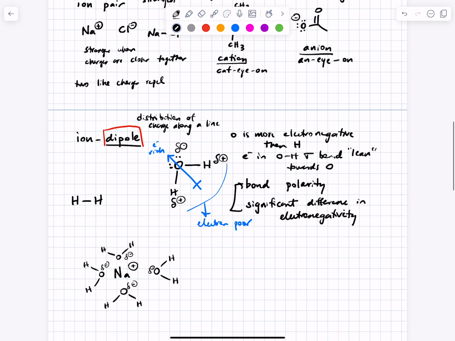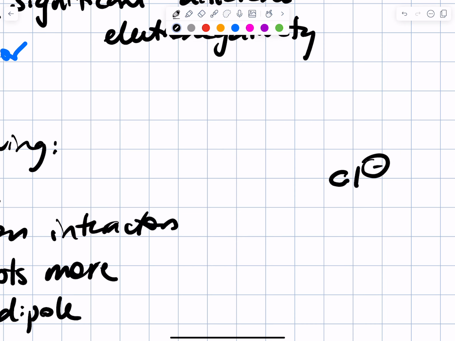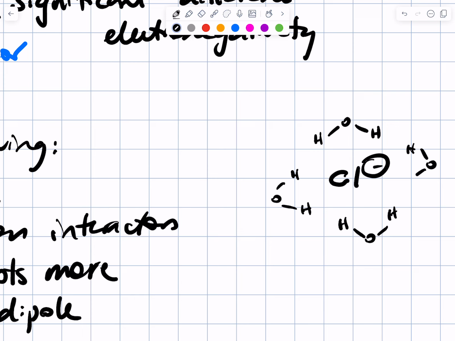When sodium chloride dissolves, we're going to replace ion-ion interactions with lots more ion-dipole interactions. Same thing with the chloride. What end of the water molecule should be pointing towards the chloride? Yeah, hydrogens, right? So we might draw that like this, all the hydrogens oriented towards the chloride.